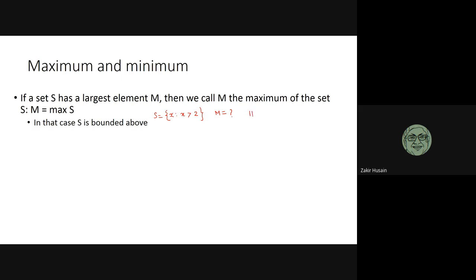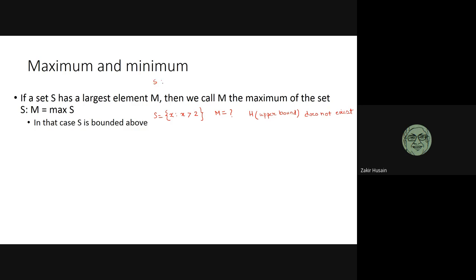What about the bounds? Does it have an upper bound? We'll come to the supremum later, but what is the upper bound of this set? Does it exist? It does not exist. There's no upper bound, and therefore there's no question of a supremum. Right.